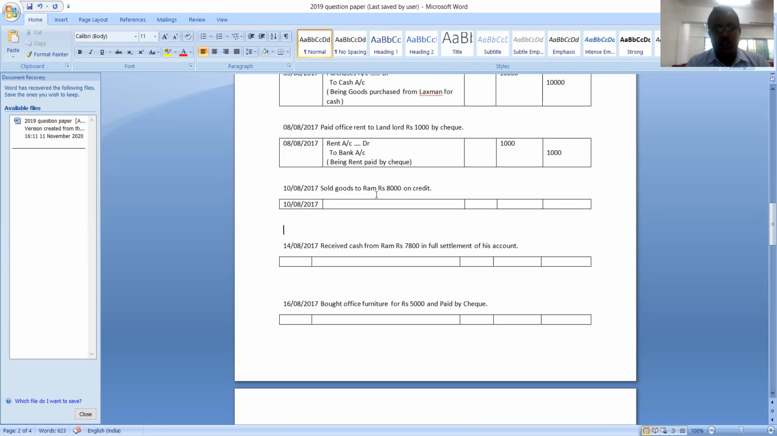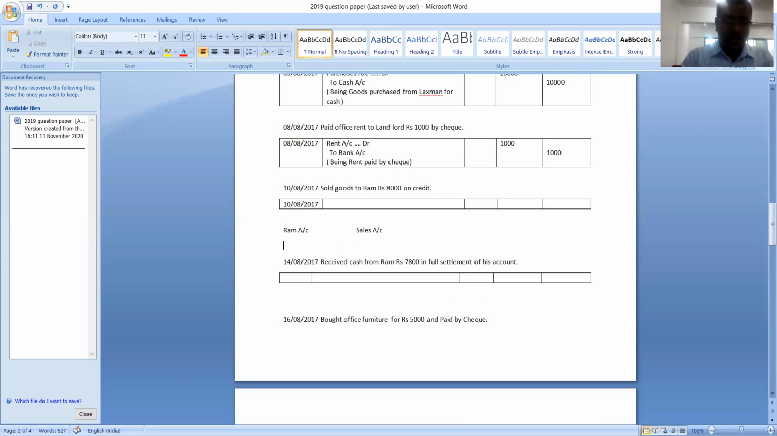So which are the two accounts here? When it is a credit transaction, what is important? Person is important. So one is Ram's account and another one is sold goods, which is sales account. Ram's account is which account? It is a personal account. Sales account is which account? It is a nominal account.